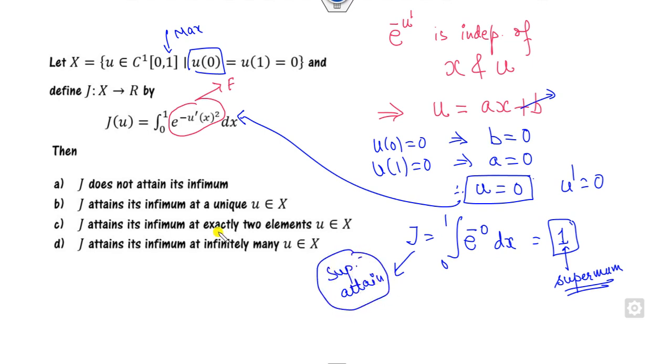It means the supremum is obtained. So does it attain the infimum? No, because the value is never 0. Does it attain the infimum? No. It does not attain the infimum. That's the correct answer of this problem.